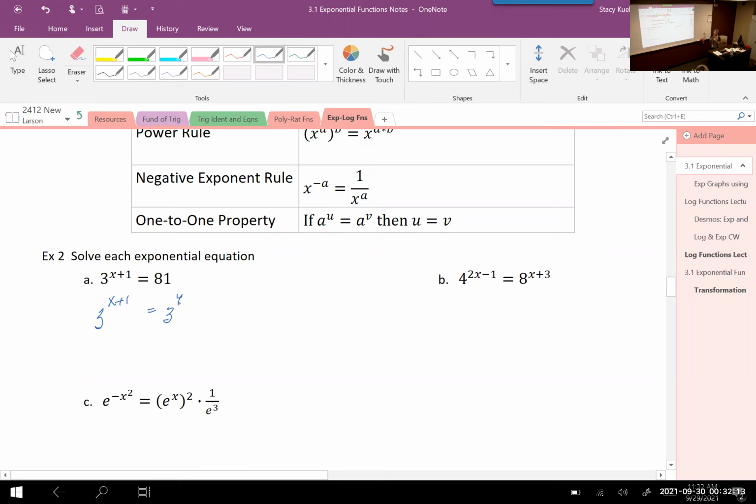So by writing it in its exponential form with the same base as what's already on the other side, we can apply the one-to-one property, which says, all right, if their bases are the same, we can set their exponents equal to each other and solve. And I would find out that x is equal to 3, okay?